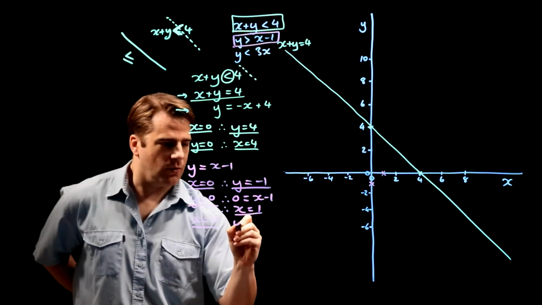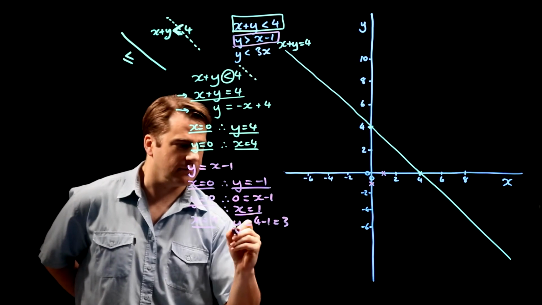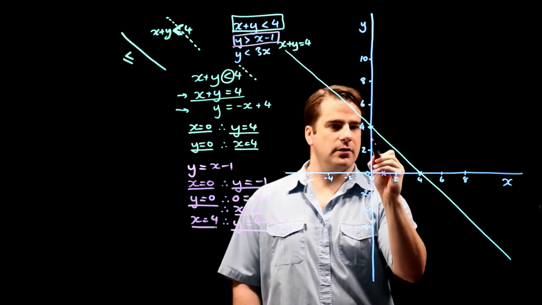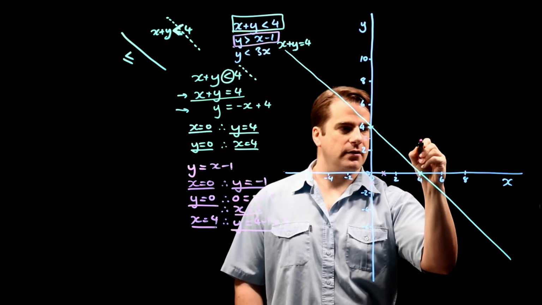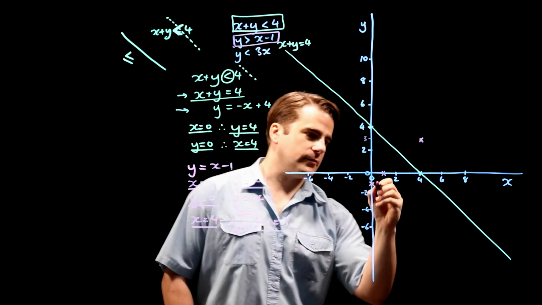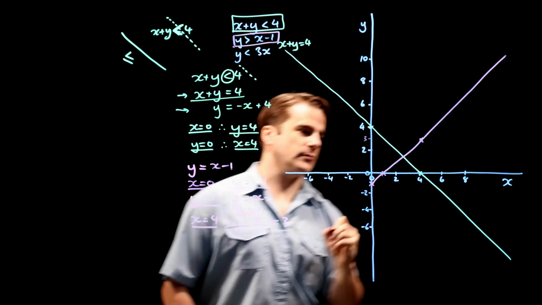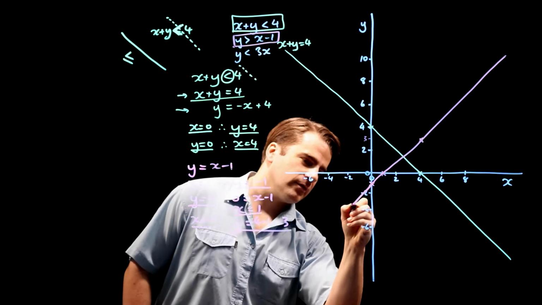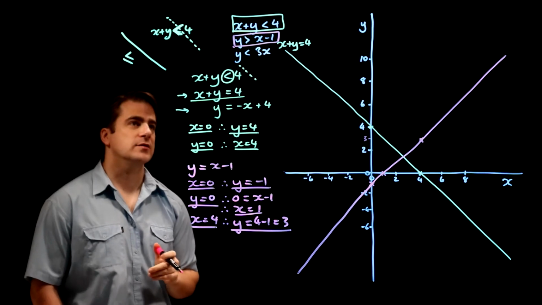Therefore, y equals 4 minus 1, which is 3. So it goes to the point (4, 3). X is 4, y is 3, about there. (4, 3) goes to that point there. Okay. Right, let's draw it in. It's not the straightest line in the world, but we'll survive. Okay, there we go. That is the line y equals x minus 1.